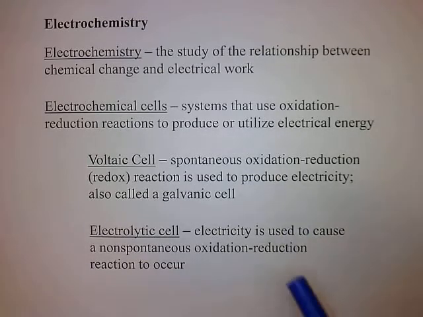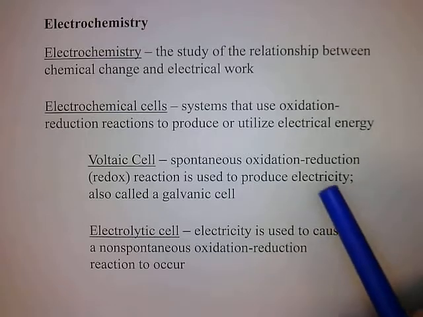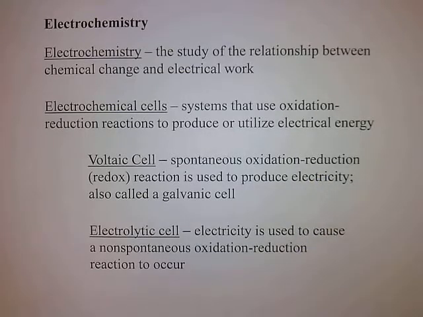Okay, so there's two types of cells. There's a voltaic cell where we use a spontaneous oxidation reduction reaction, or redox for short, to produce electricity. It's also called a galvanic cell. And an electrolytic cell is where electricity is used to cause an oxidation reduction reaction to take place.